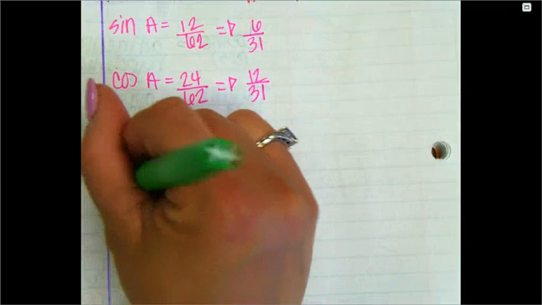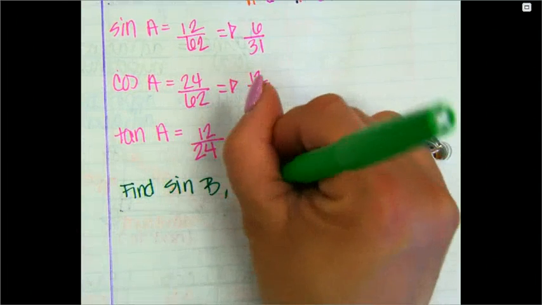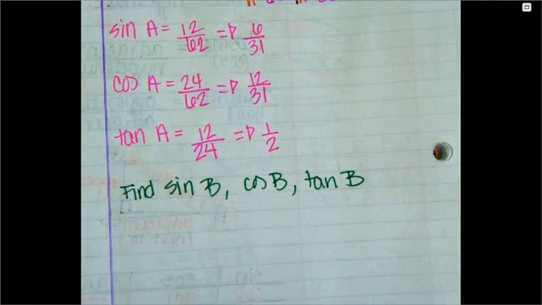Now using the same triangle, I want you to find sine of angle B, cosine of angle B, and tangent of angle B. So do I need a new chart? Yes. This is why I said pick a different color to hopefully label. Okay.